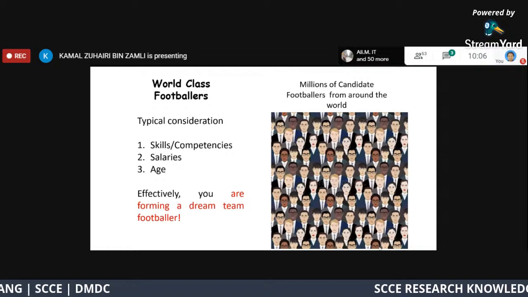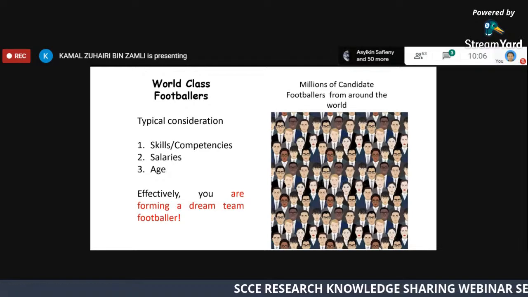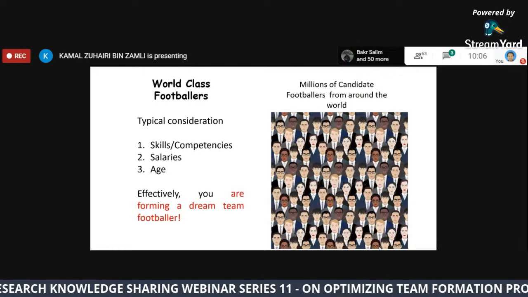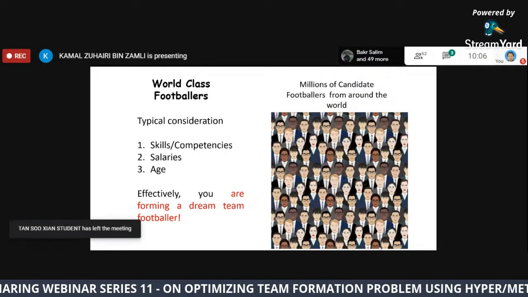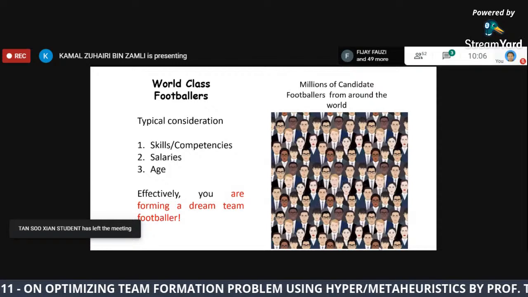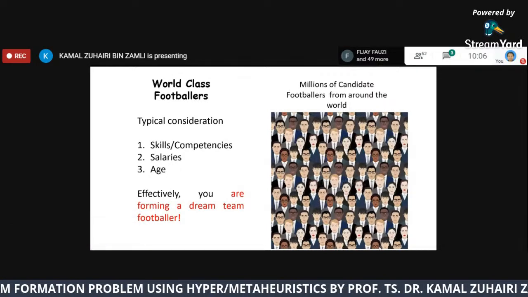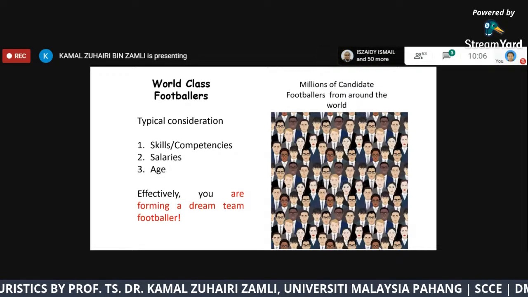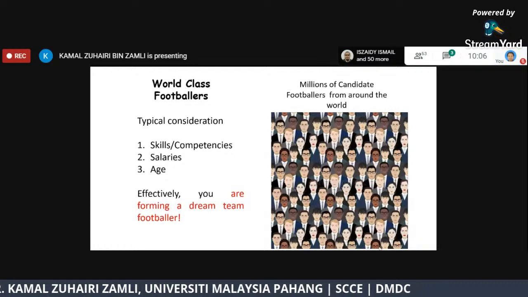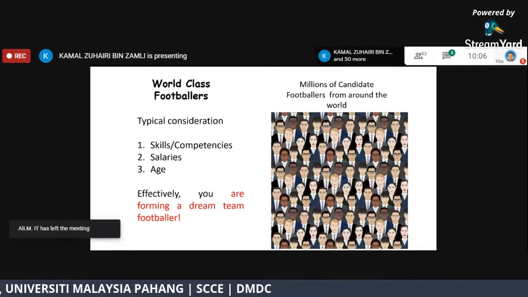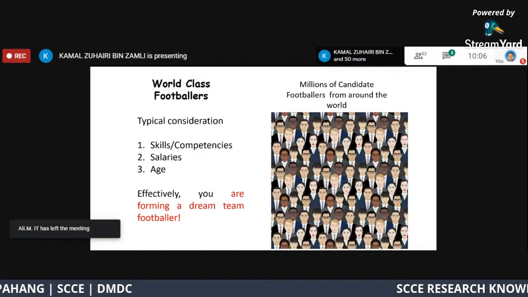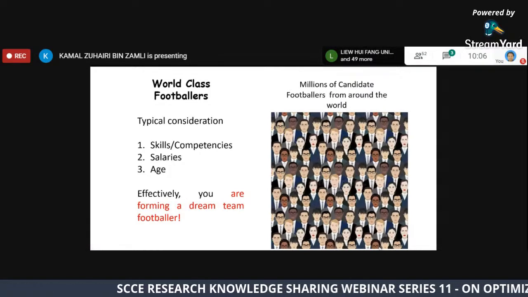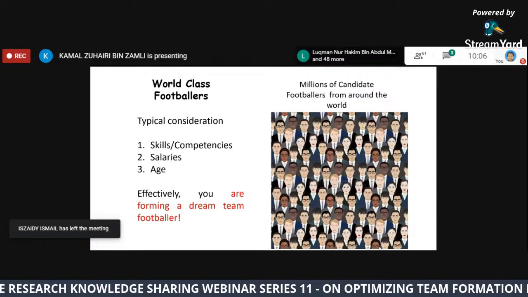millions of candidate footballers around the world. Typically when you want to select them, you look at their skill or competency, the salaries that they request, because you have a certain limited budget. Maybe you're looking at their age. So effectively you are forming a dream team of footballers. In other words, you want to build a team, there are so many for you to choose from, and you have the criteria, and these criteria you use to build them into a team. So this is the idea of team formation.